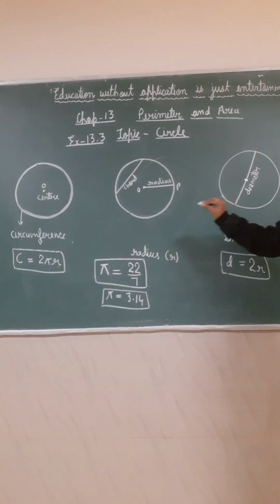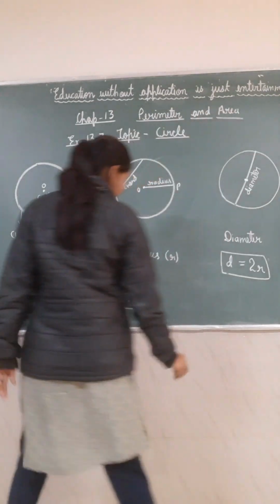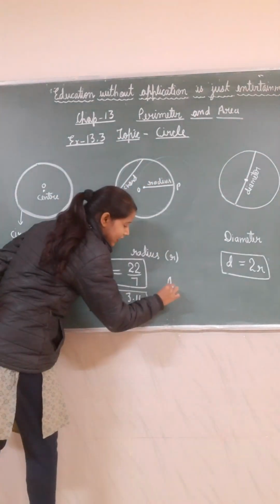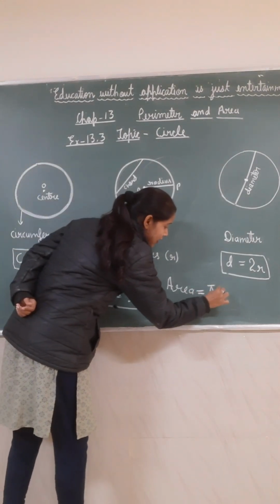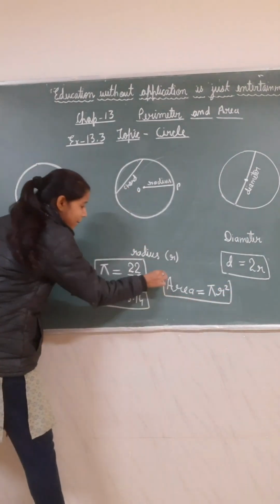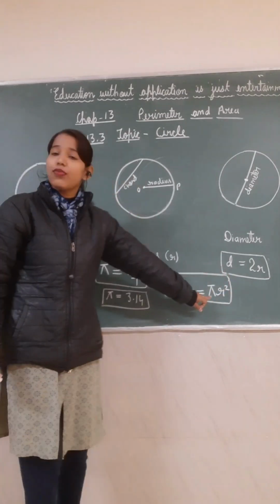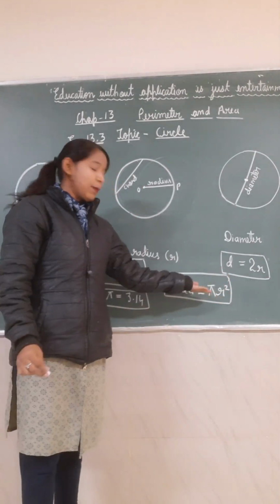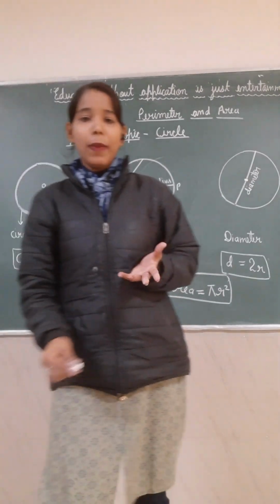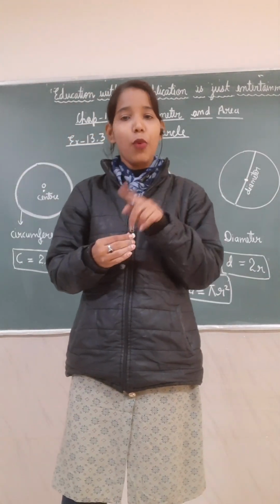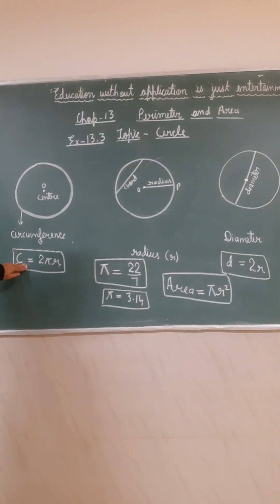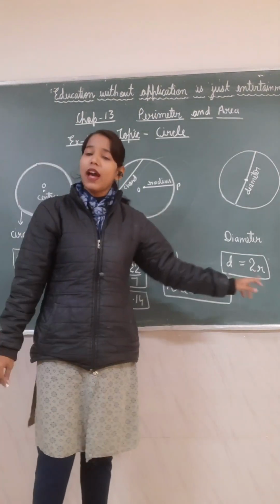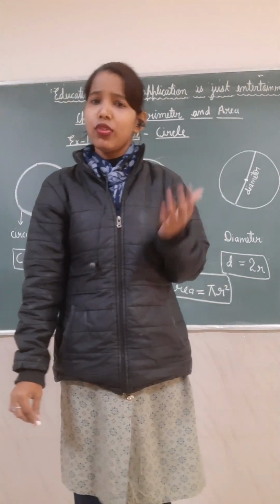Now we will move to the area of the circle. So what is the area of the circle? Look here, area is pi r square, where r is the radius of the circle and pi is a constant. The value of pi is 22/7 or 3.14. So circumference, or perimeter of the circle, C is equal to 2 pi r and area is equal to pi r square. This I have already told you in the class, right?